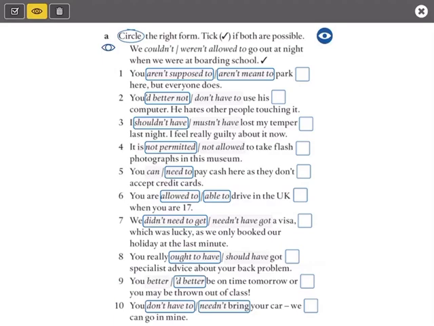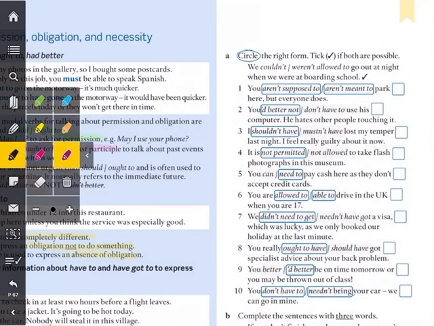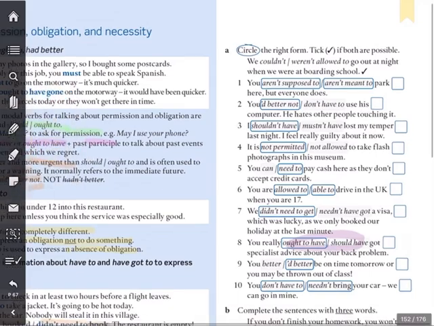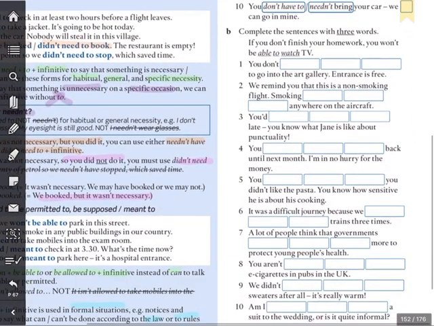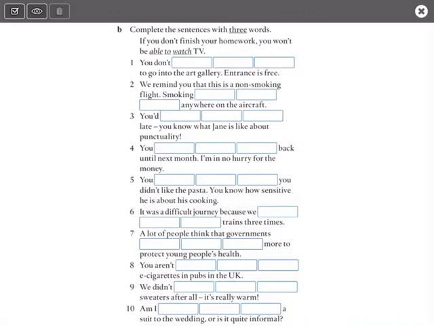I'm going to close it and I'm going to mark it, because in number 8, I will accept both of them. Okay, you really should have got specialist advice about your back. You really ought to have got specialist advice about your back problem. Okay, now let's have a look at letter B. Now again, give yourself time to check, but let's see.